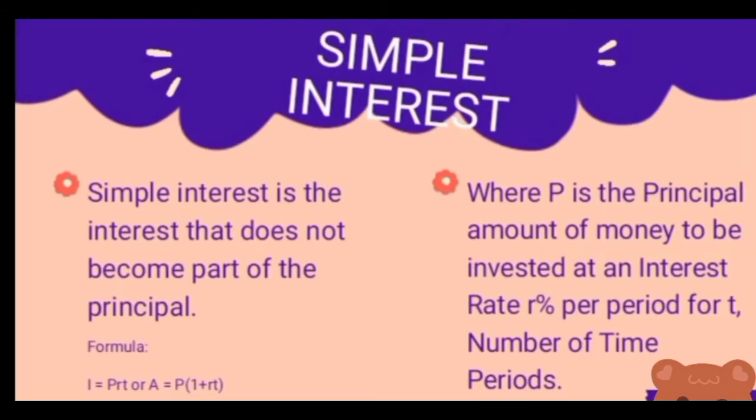Simple interest is the interest that does not become a part of the principal. Formula: I equals PRT, or A equals P(1 plus RT), where P is the principal amount of the money to be invested at interest rate R% per period for T number of time periods.